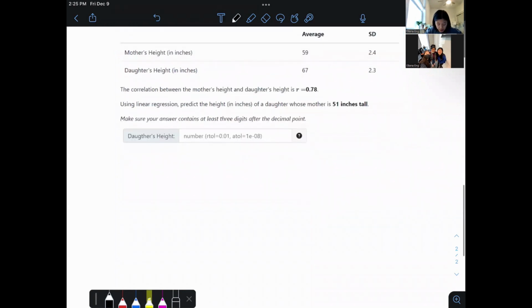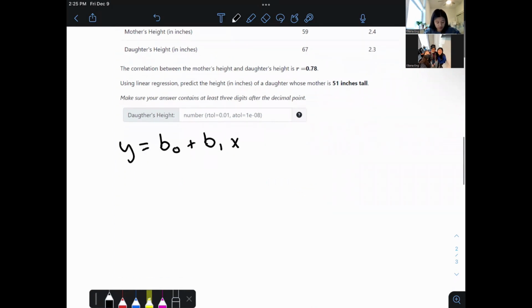So with these problems, we want to start off with that equation, and it's this: y equals b0 plus b1 times x. And we want to fill in the information in this equation to eventually find y, which is our daughter height that we want to find. So b0 in this situation will be the y-intercept, and b1 is the slope. And so now we can just solve for one of them.